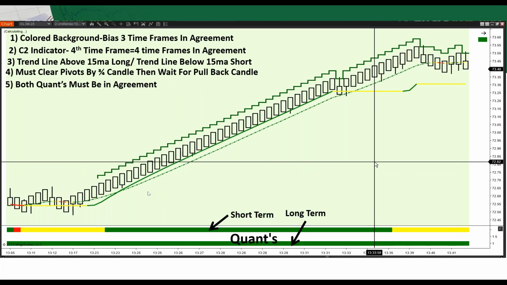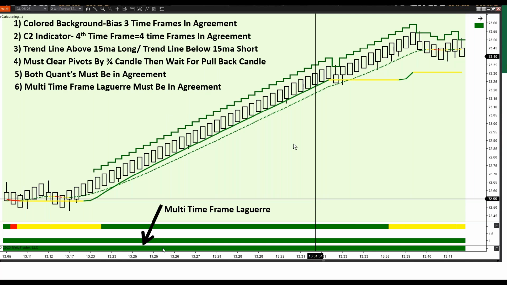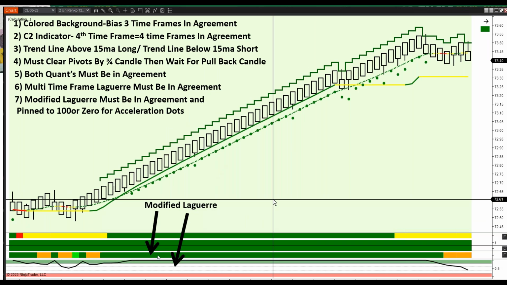Okay. Both quants, the short term and the long term, need to be in agreement. The multiple time frame Laguerre needs to be in agreement with the quants. And the modified Laguerre needs to be in agreement with the quants and the multiple time frame Laguerre, and needs to be pinned at 100 or 0 so we get our acceleration dots.